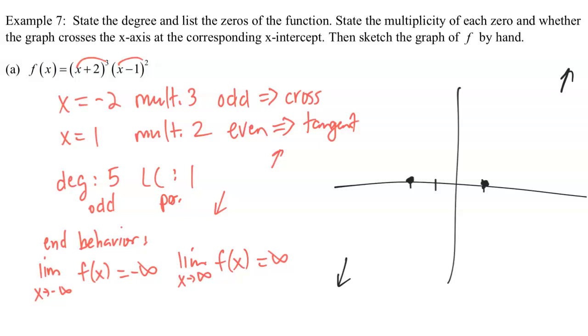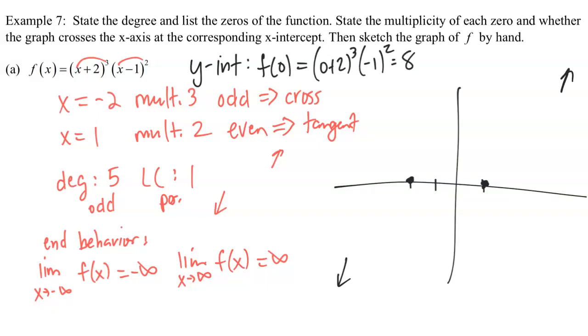And there's one more point that I'm going to use in order to sketch an accurate graph, and that's the y-intercept. And so remember, back to section 1.3, how do we find the y-intercept of a graph? We let x be 0. And so I'm just going to evaluate f of 0 here, and that's going to be 0 plus 2 cubed times 0 minus 1 squared, and that is going to equal 8. And so I'm just going to very carefully here, up at 8, put a y-intercept.